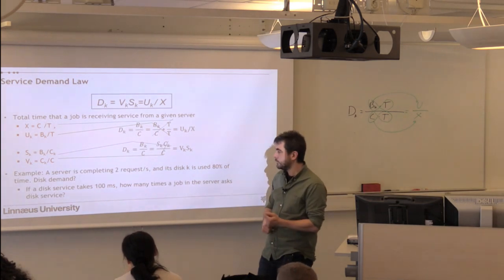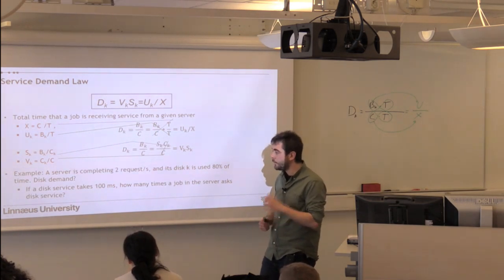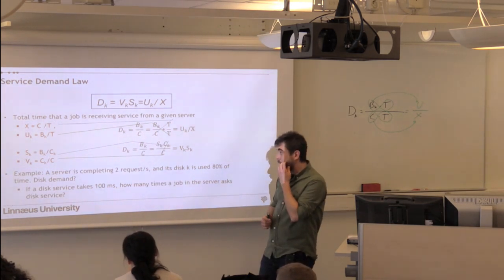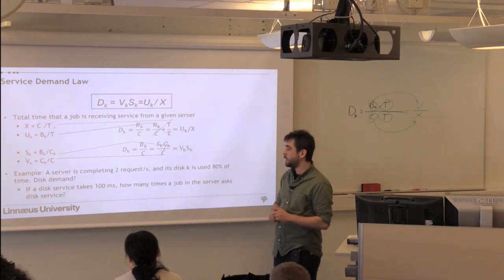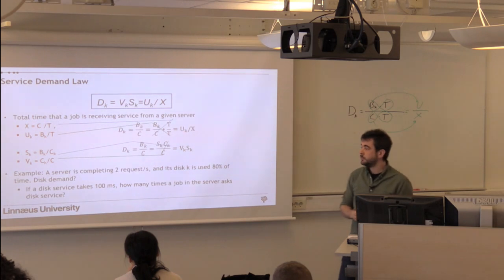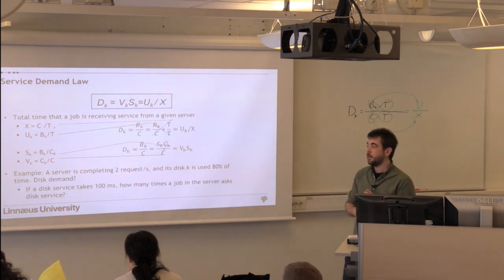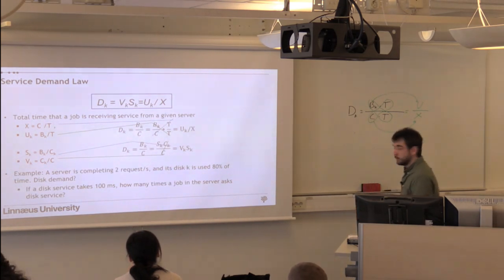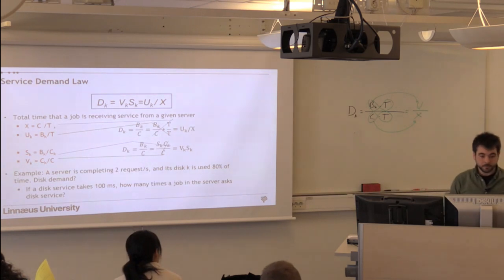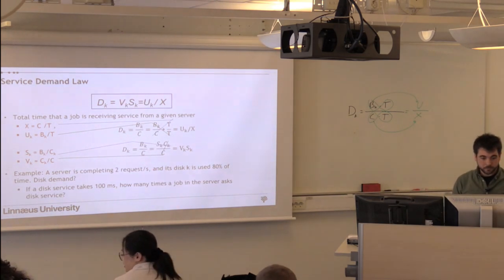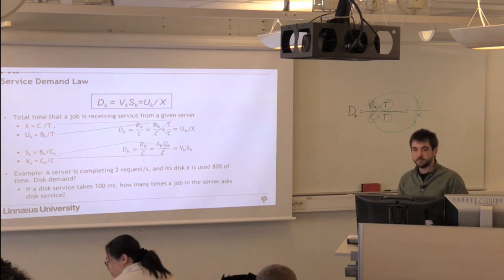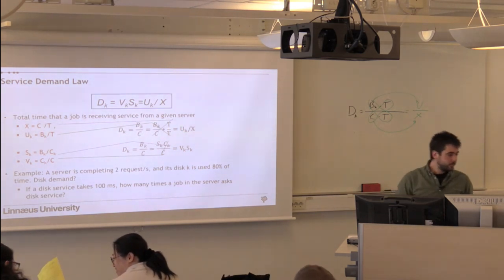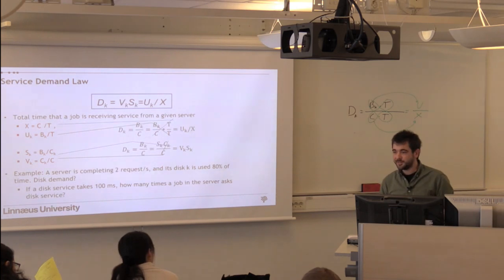So an example: a server completes 2 requests every second, and the disk is used 80% of the time. What is the disk demand of a request? 40%? Yeah. Okay.